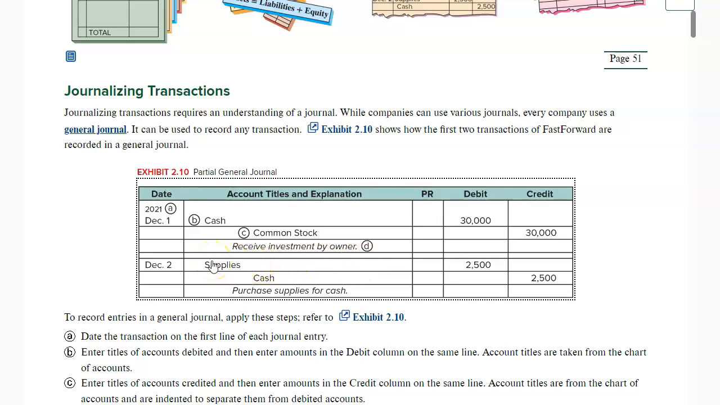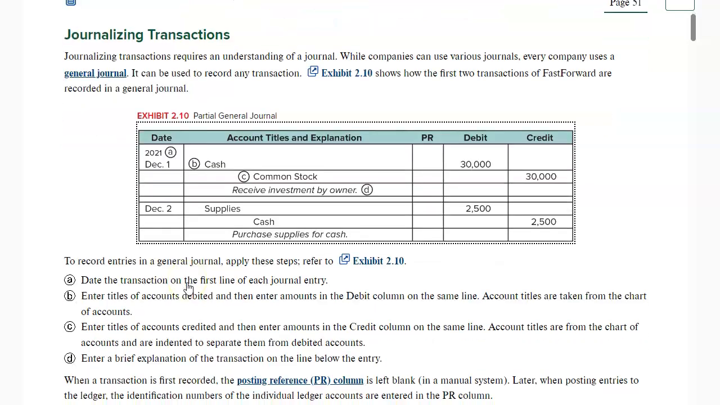Left, because it's an asset, so the debit side increases an asset. We paid cash for it. Cash is also an asset, but it's going to be decreased. I paid out cash, so I'm going to record it as a credit, a reduction to cash. You notice I got the title here for supplies over to the left. I got cash, the title to cash, indented, and then I have the debit to supplies over here and the credit to cash, $2,500 on each side, so it's equal. And then I put a description down here. These are 2 journal entries.